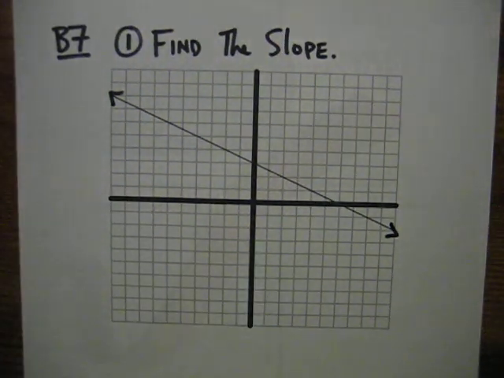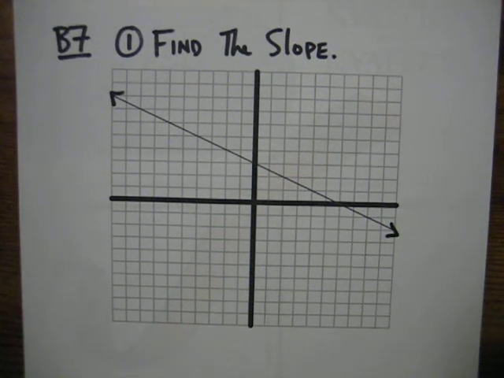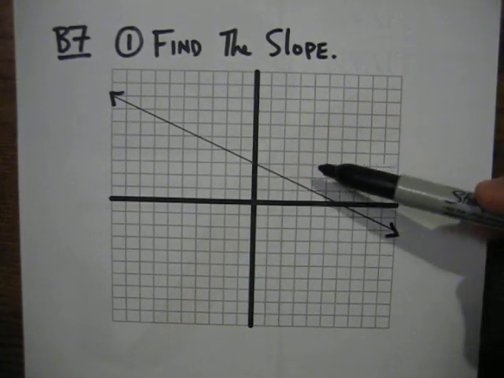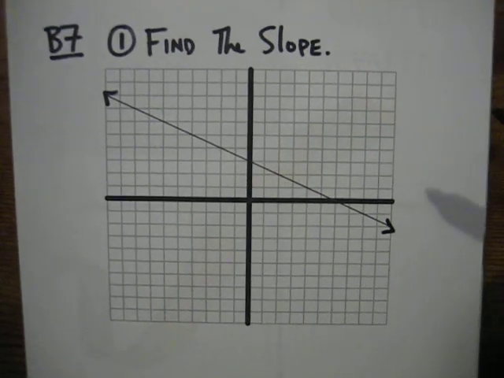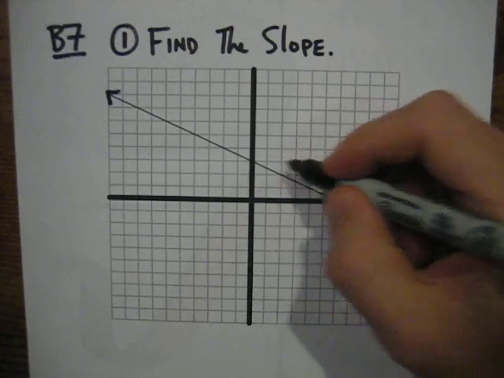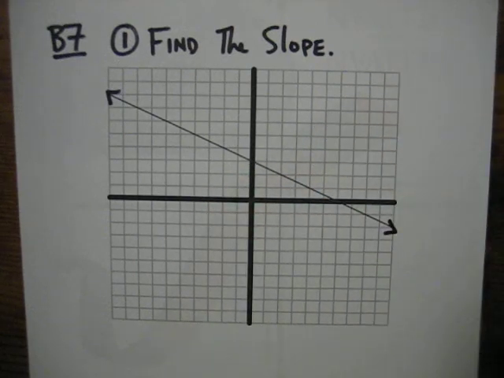Okay, B7 problem number 1 says find the slope. Here's the line you're given. In order to find the slope, what we have to do is find 2 points on this line and figure out how many we go over versus how many we go up or down. That's how the slope is defined. It's the relationship between how much you're going left to right and up and down. So rise over run, which you've heard before.